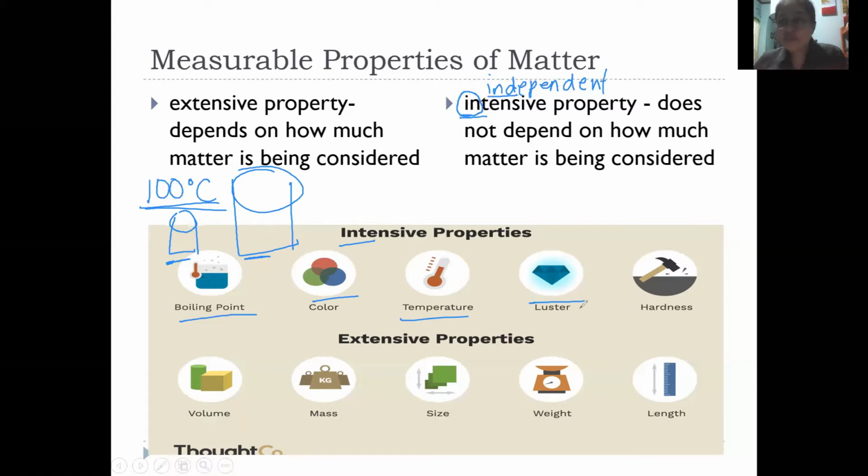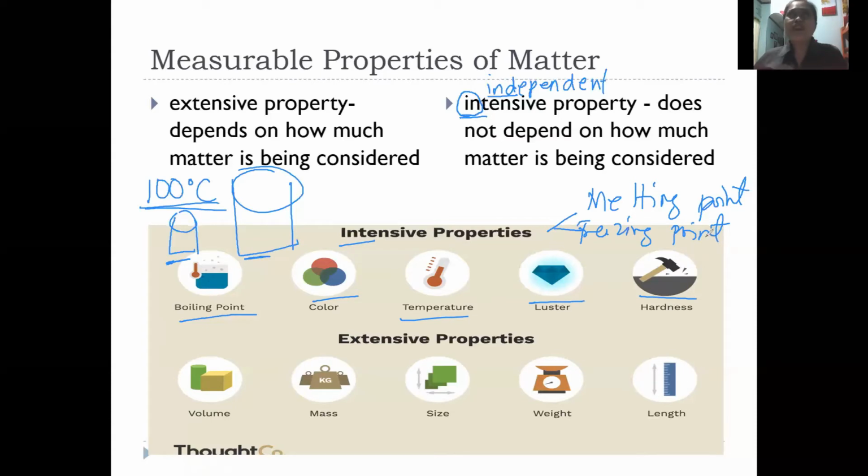The luster, especially for our metals, even if marami kang, for example, gold, hindi nagbabago ang luster ng gold natin. And even the hardness. So, we have more intensive properties like melting point. Hindi din yan nagbabago. Freezing point. Kahit pa madami yung substance mo, yung freezing point, pareho lang.